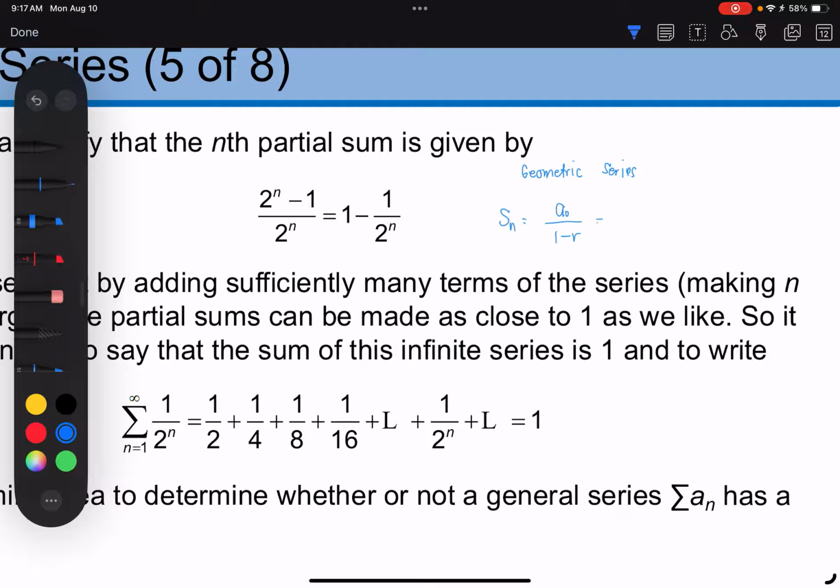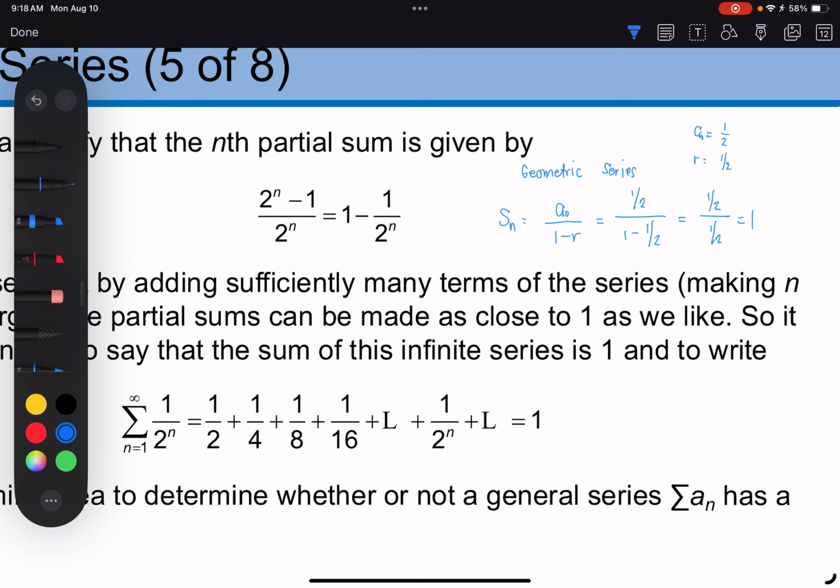The first term being 1 half. So the first term is 1 half, and the common ratio is also 1 half. So we have 1 half over 1 minus 1 half. So that is 1 half over 1 half, equal to 1.